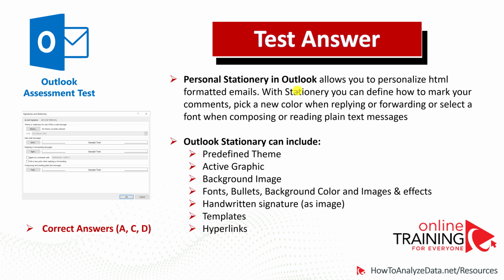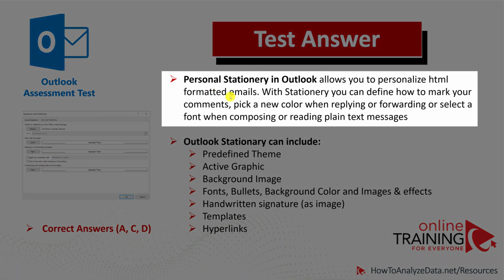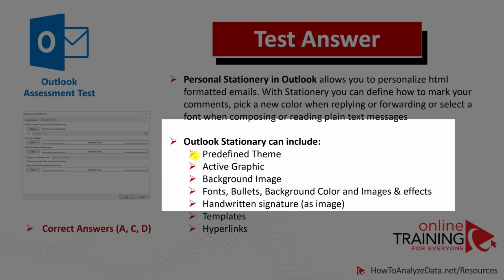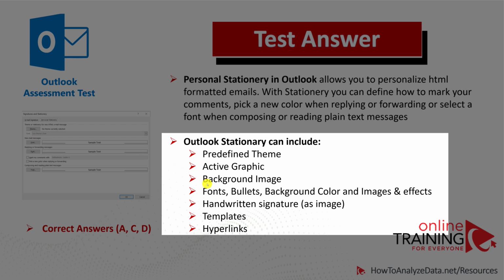So let's recap. Outlook Stationery allows you to personalize HTML formatted emails. With Stationery, you can define how to mark your comments, how to pick a new color when replying or forwarding emails, or how to select a font when composing or reading plain text email messages. Stationery can include predefined themes, active graphics, background images, fonts, bullets, background colors, and image and effects, as well as a handwritten signature as an image, templates, hyperlinks, and some other things.